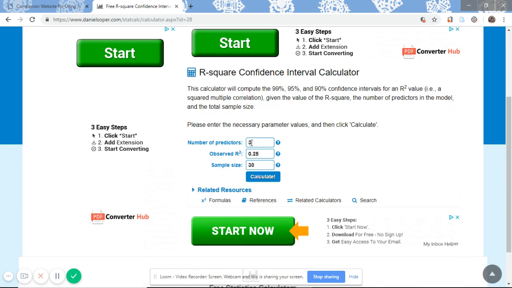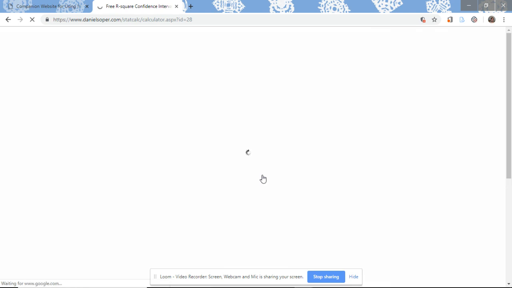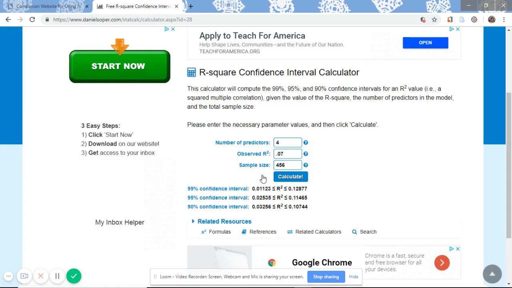How many predictors do we have? We have 4. Type that in there. Our observed R squared, remember we have 0.07 and 0.03, so we'll have to do each of those. And our sample size is 456. So we calculate that, and for the first function, our 95% confidence interval is from 0.025, or you could round to 0.03, and to 0.11. So that's our confidence interval, 0.03 to 0.11 for the first function.